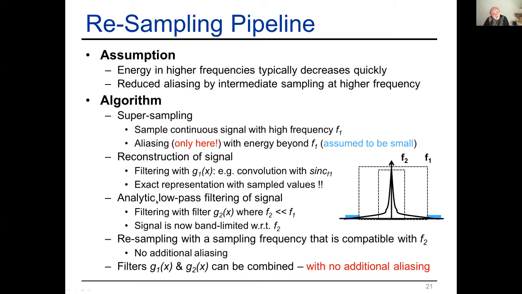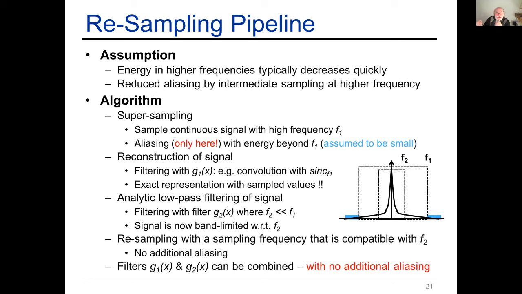So I made an aliasing error, but it is smaller than I would have had if I had sampled at f2. Essentially, all of this part would not overlap. If I sample with f1, I'm moving the copies further apart, so I'm removing the overlap. So I've made an error, but it's smaller, and now I'm in the digital domain.